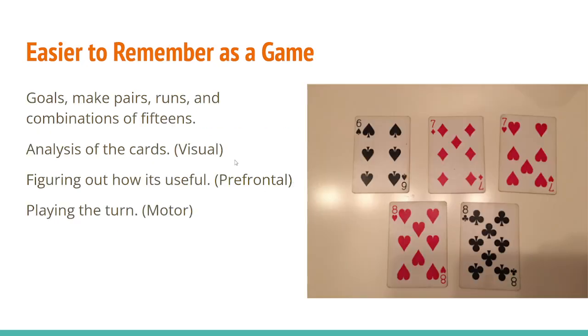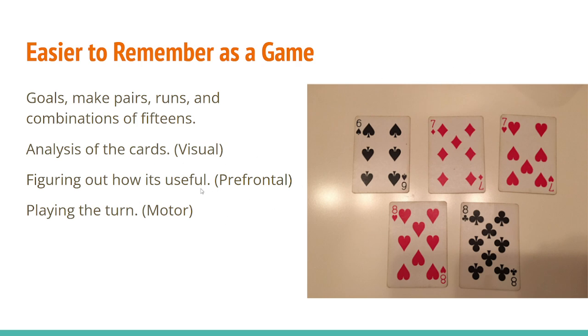So how I like to remember this is thinking about it as a game. When you're playing a game, right, the first step, if your goal is to make pairs, runs, and combinations of 15, is to just look at what cards you have. So if say this is your hand, you just want to figure out what's actually in it. And then the second step is figuring out how to make that useful. So that's the visual step, looking at your cards, what do you have?